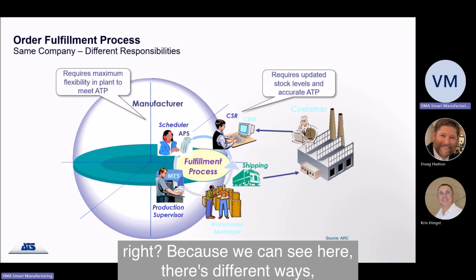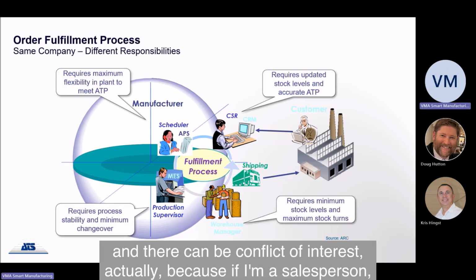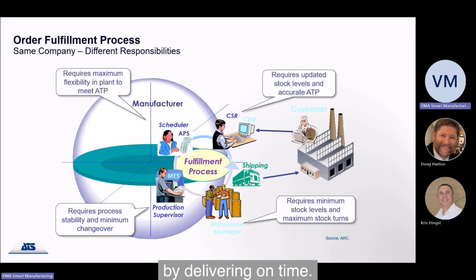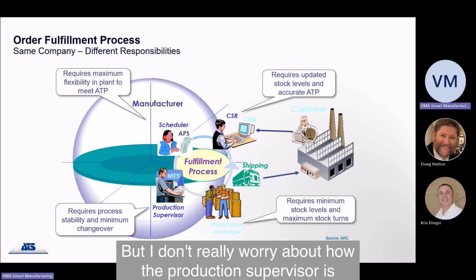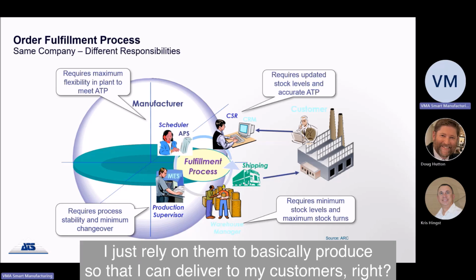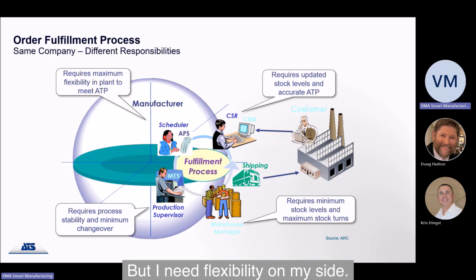Because we can see here, there can be a conflict of interest. If I'm a salesperson, I just want to make sure I can satisfy my customers by delivering on time, but I don't really worry about how the production supervisor is going to take care of that. I just rely on them to produce so that I can deliver to my customers, right? And then the production supervisor says, yeah, well, that's nice, but I need flexibility on my side.